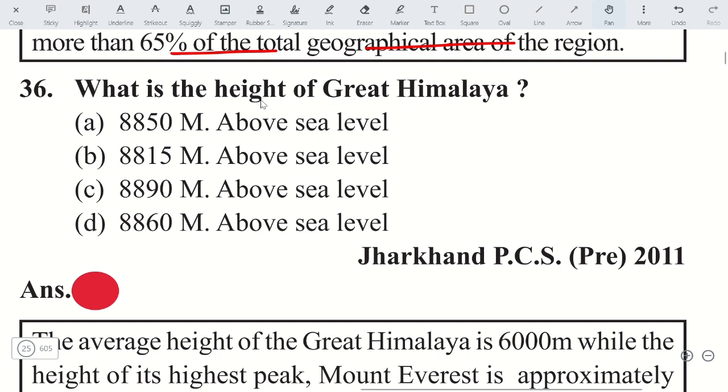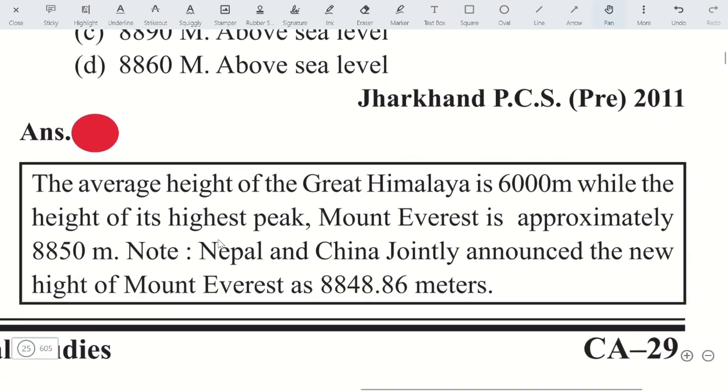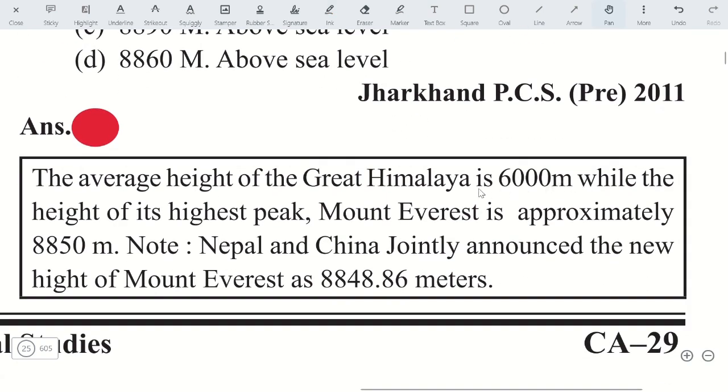What is the height of Great Himalaya? Actually, it is not about the Great Himalaya, it is about Everest. Everest height is 8848 meters, almost 8850, so the answer will be A. Next question. The average height of Great Himalaya is 6000 meters. The average height of Lesser Himalaya or Middle Himalaya is about 3000 to 4000, and the Shivalik range is about 900 to 1100 meters. Remember this.